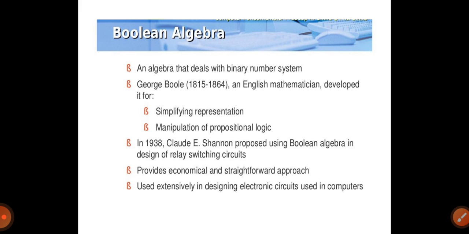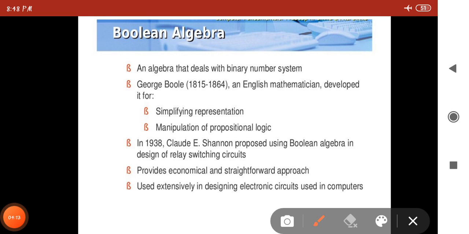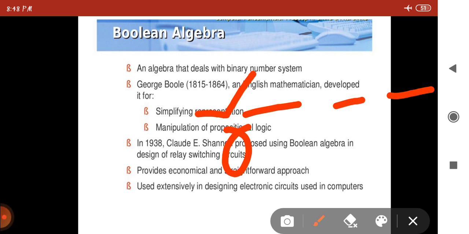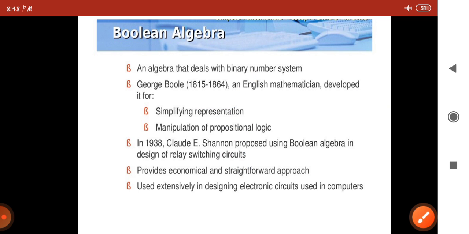Relay switching circuit means if your switch is on and the switch is off, can we use it? If it is off, can we use it as a zero? If it is on, can we use it as a high? The symbolic representation will be different, like a lamp, can we take it, right?